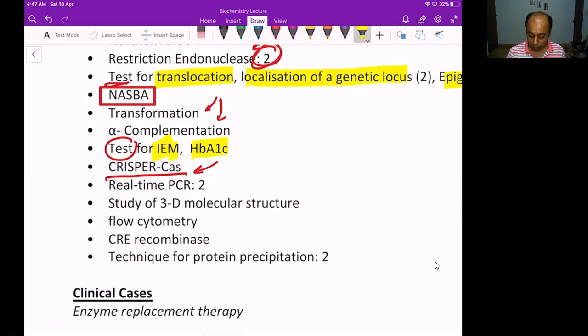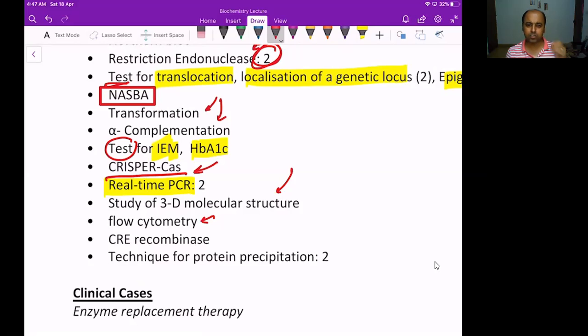Moving on, two questions have been asked from real-time PCR. This becomes all the more important in the current scenario of the COVID crisis, where real-time PCR is the tool for diagnosis and identification of infection by the COVID virus. Then questions on how to identify or study the 3D molecular structure once, details of flow cytometry.